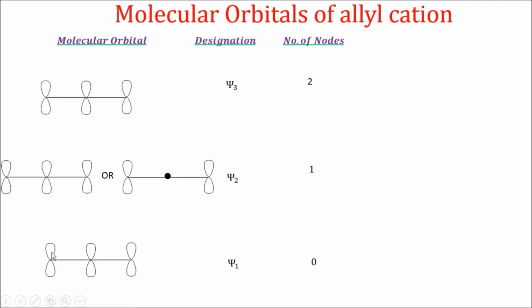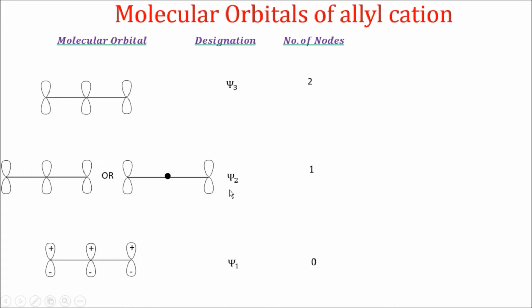So friends, here in Psi1 there is no node, so we always start with plus on the top side of the first orbital. By default we will have a negative sign on the bottom side. There is no node, therefore we get a positive sign here.